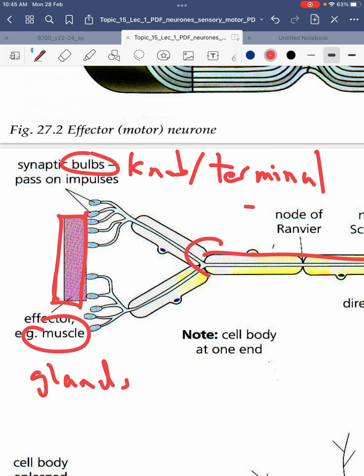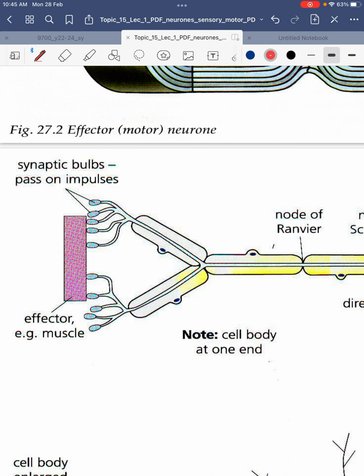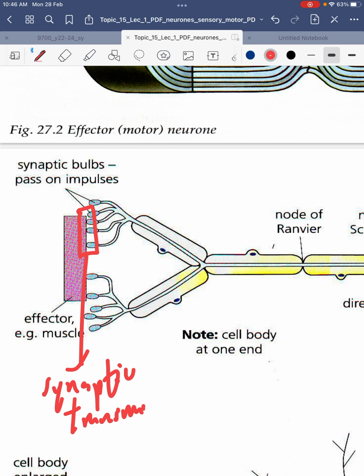So there is communication here between the synapse. So this is called synapse. So there is a particular topic on this, synaptic transmission. It's called synaptic transmission. It means what occurs.